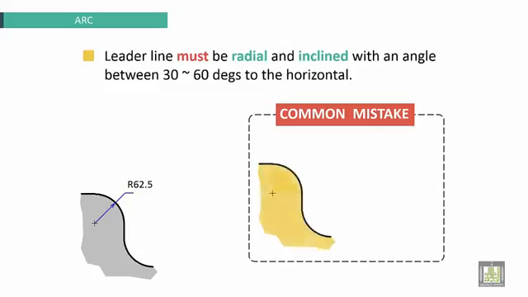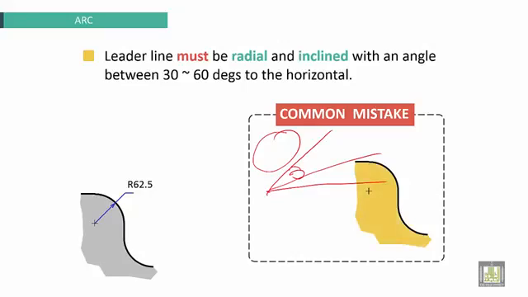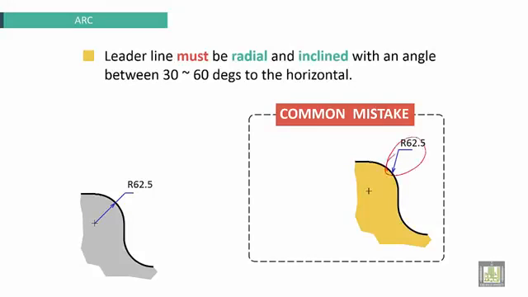Common mistakes. The leader line is outside 30 and 60 degrees. This one should be extended outside. That one is outside 60 and 30 degrees. Sorry. Here we have an example too. This is inclined but outside 60 degrees. This is also wrong.